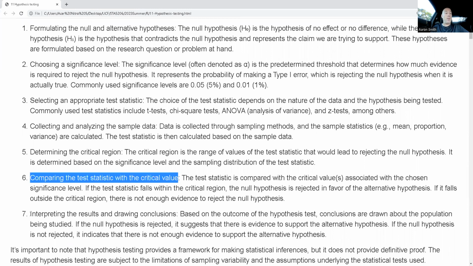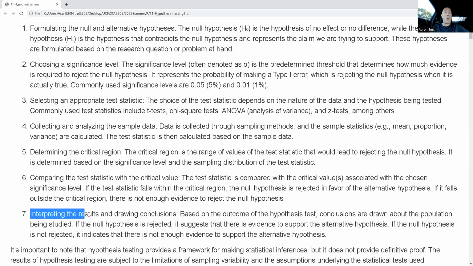Next, and this one is why we are doing this. This step right here is the whole point of all this work, to interpret the results and draw conclusions. Based on the outcome of the hypothesis test, conclusions are drawn about the population being studied. If the null hypothesis is rejected, it suggests that there is evidence to support the alternative hypothesis. If the null hypothesis is not rejected, it indicates that there is not enough evidence to support the alternative hypothesis.